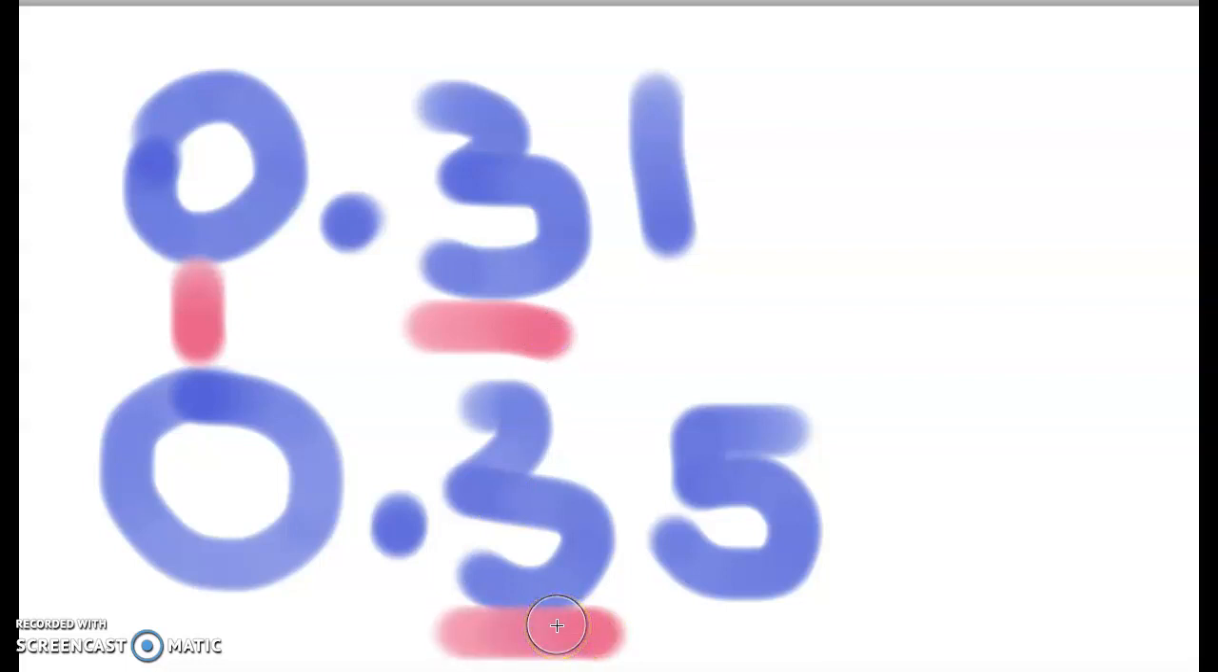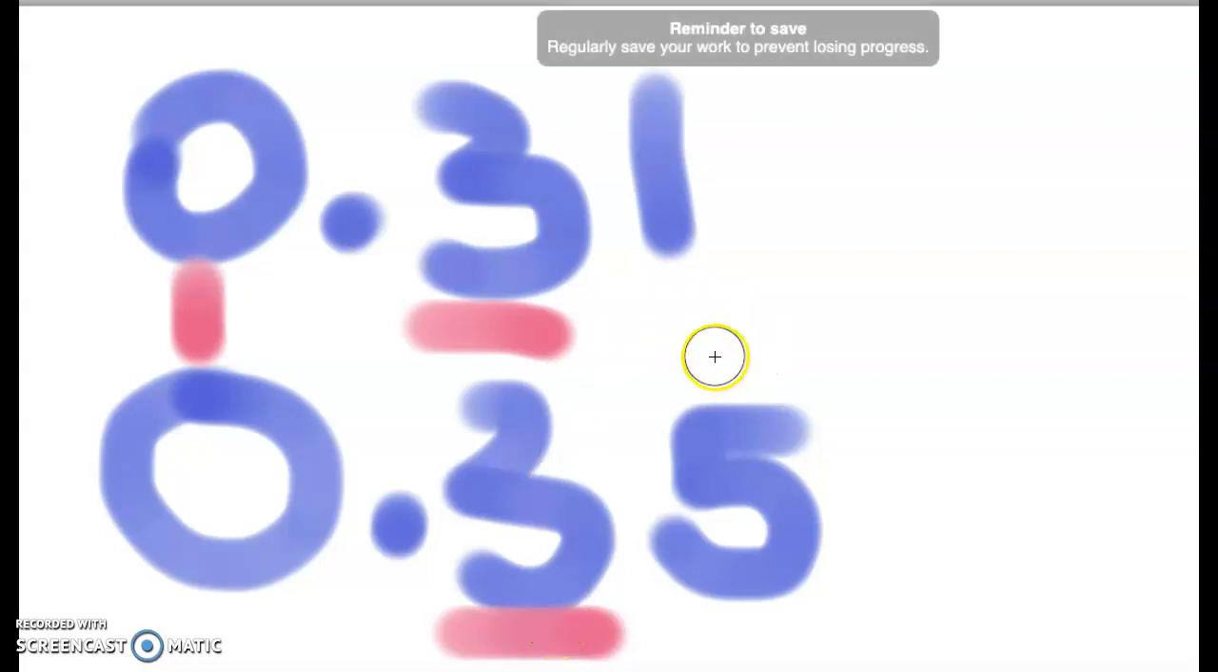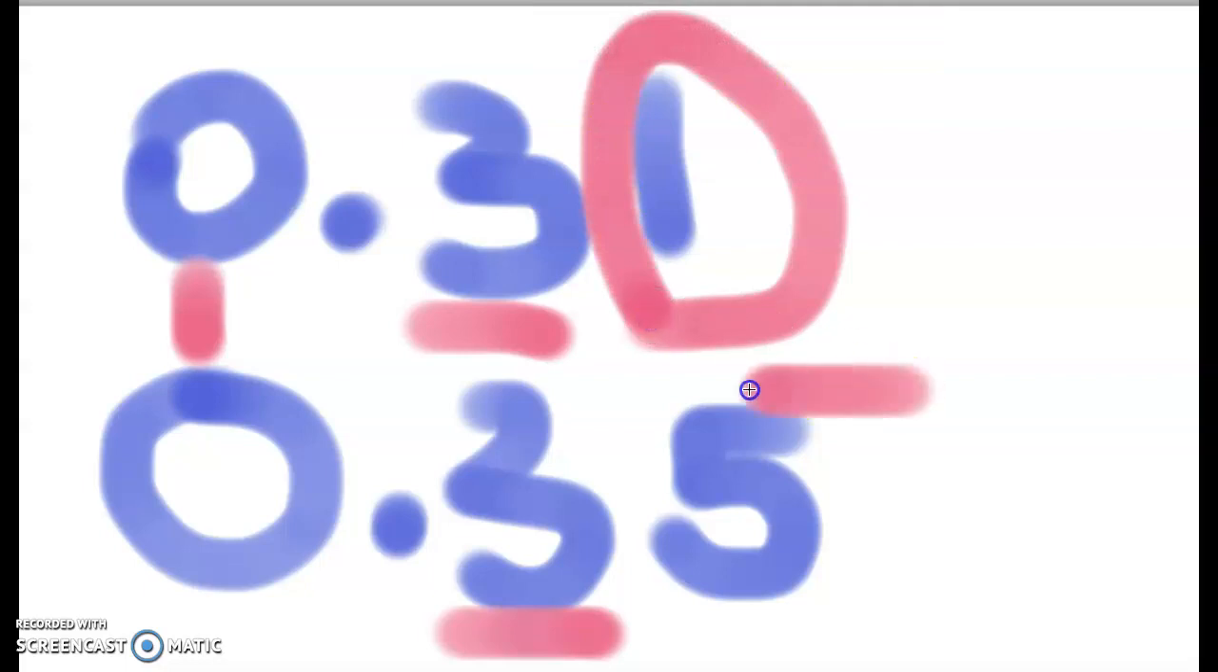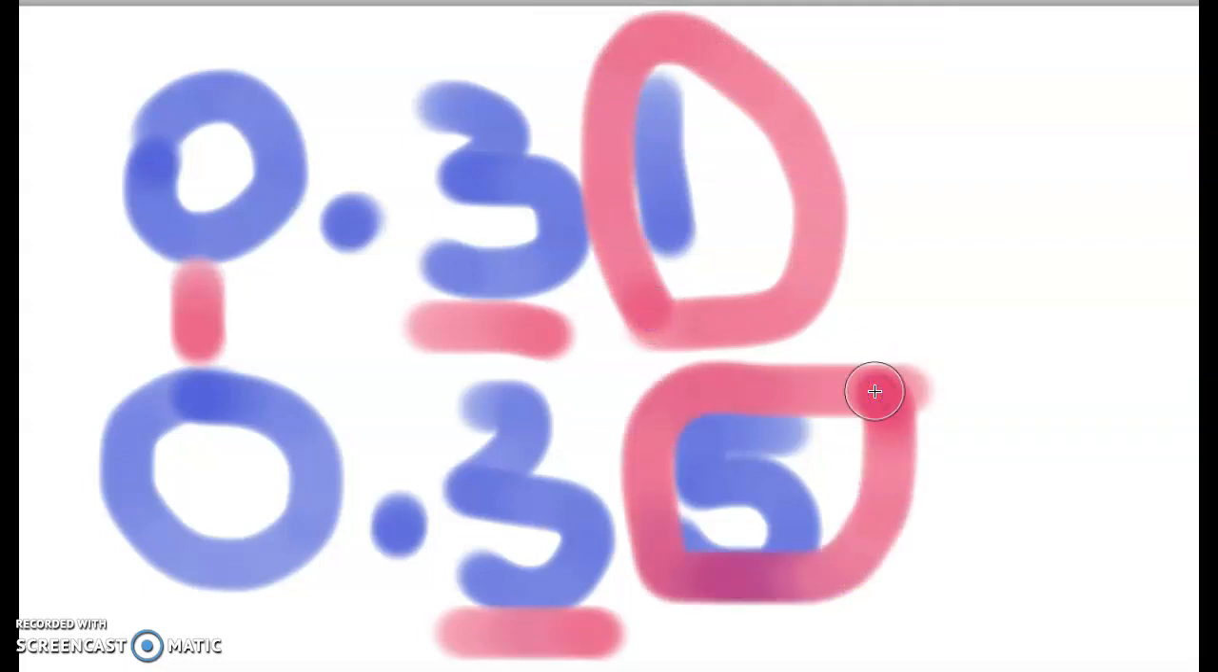We now go to the hundredths place. Good job. We are comparing the 1 and the 5. Which is greater, my friends? Would you rather have $1 or $5? 1 piece of candy or 5 pieces of candy? Well, if you're like me, you would rather have 5 pieces of candy. So that means that this number is greater than this one.